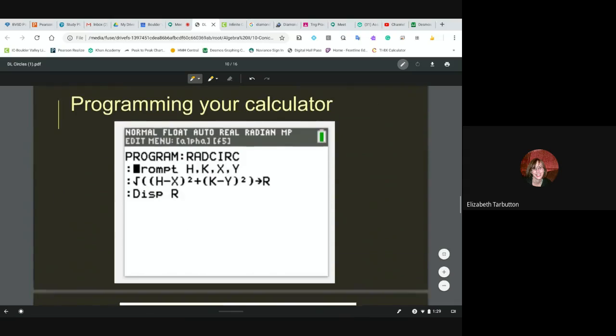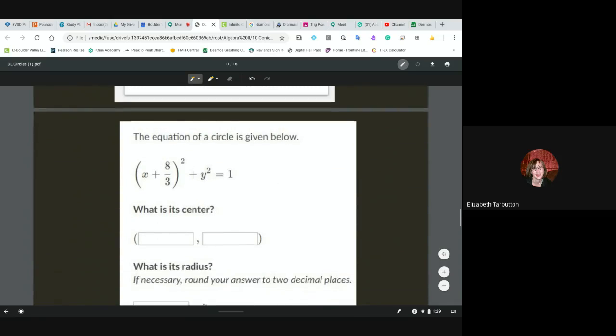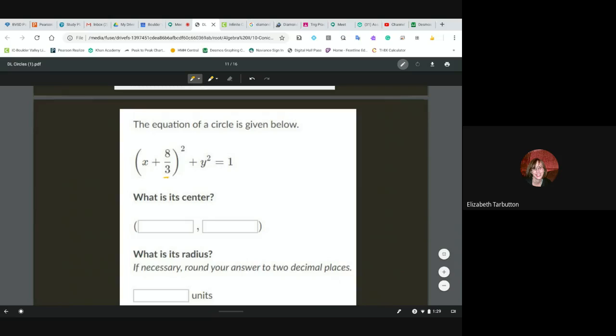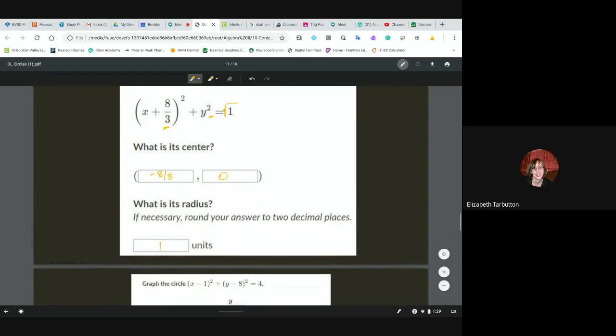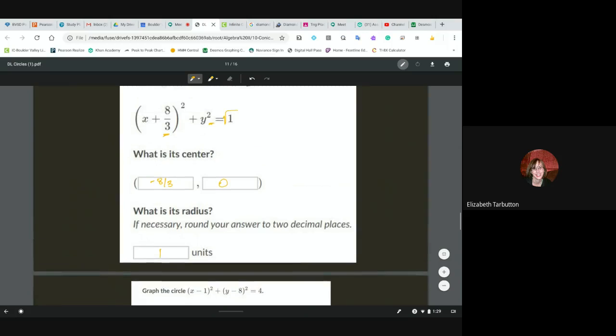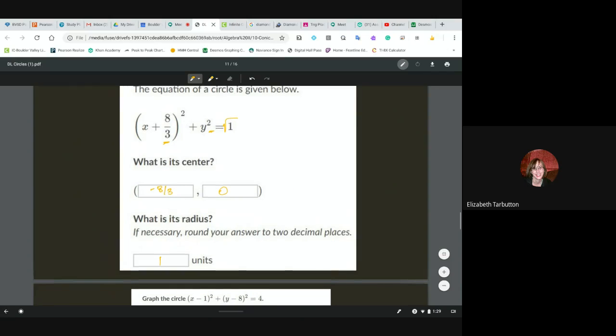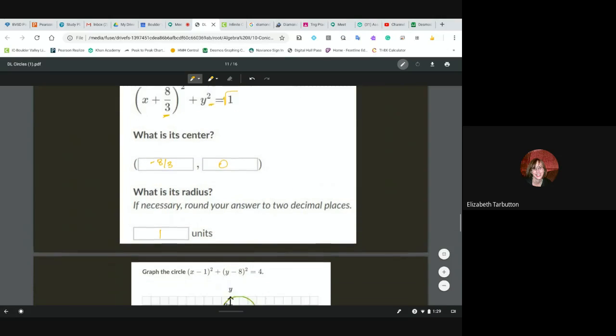Okay, so then moving on, what is the equation of the circle given below? If this is h, then -8/3 is our x-coordinate, and there is no k here, so 0. And what is our radius? We square root this. Square root of 1 is 1, and that would be using the equation to find the key features of the circle. Again, if you click on this image, it'll take you to a video that explains how to do this problem in more depth.